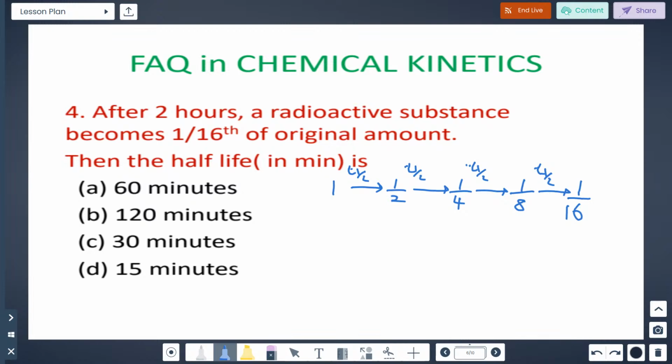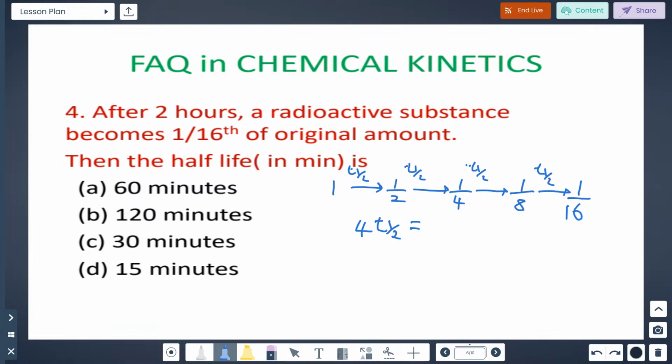4 half-life periods is equal to 2 hours. But they are asking to find out 1 half-life period. See, simple one. After 4 half-life periods only, the 1 gram becomes 1/16th gram. Understood? Therefore, you can simply write, 4 half-life periods is equal to what? After 2 hours, the total duration is given.